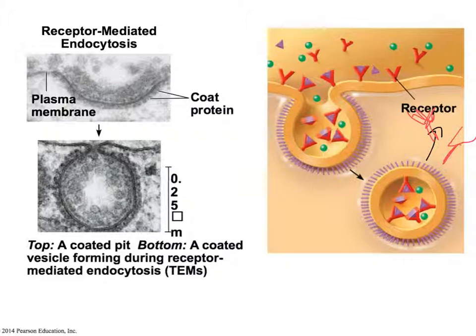This is a way for cells to increase efficiency. The cell doesn't have to reproduce, retranslate another receptor protein. It can just reutilize it, right? Reuse it, recycle it. Okay? Questions on that? Okay? The last thing we want to talk about is exocytosis.